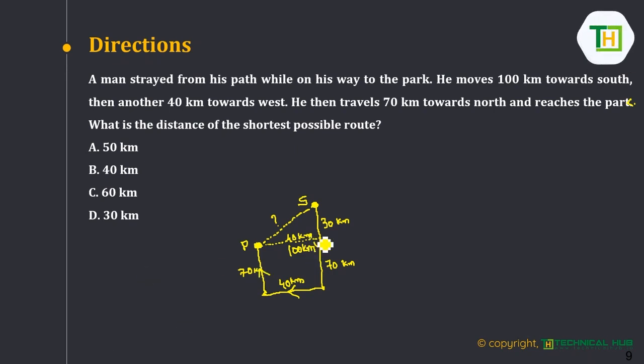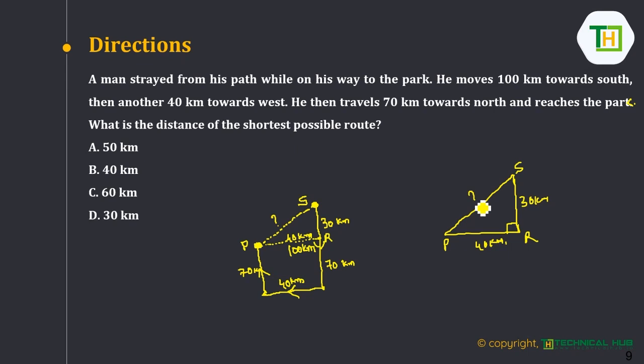If you observe, suppose this place is taken as R. So if you observe clearly, RSP is the right angle triangle. So RSP is the right angle triangle. PSR, so this is the 30 km. This is the 40 km.